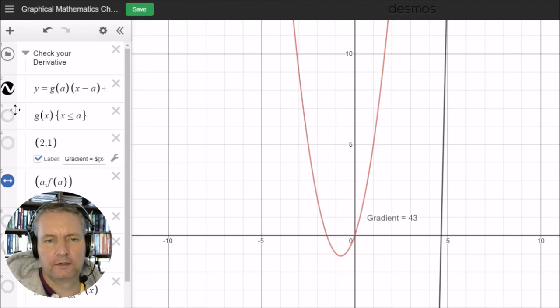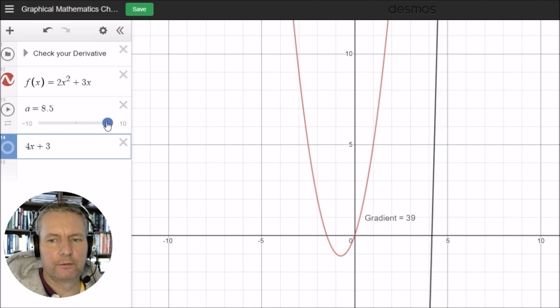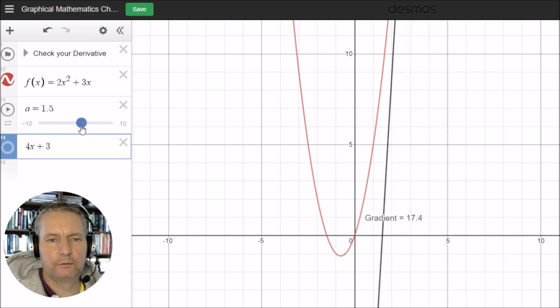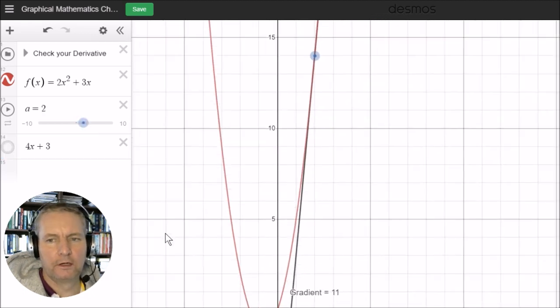What we're actually interested in finding is the equation of the tangent whenever x is equal to 2. So we could bring this down to 2. Okay, that's it sitting at 2. So what we want to do is find the equation of this tangent. Now we've already worked out the equation of the tangent, so let's see whether it is actually correct.